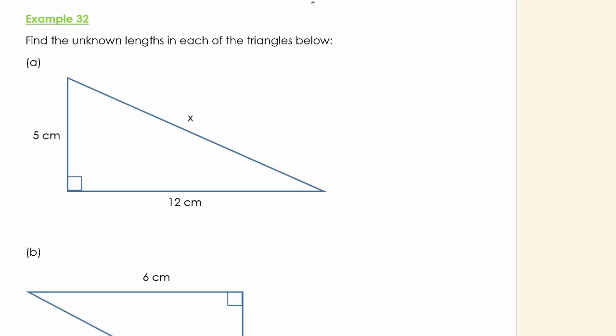We want to find the unknown lengths in each of the triangles below, so that's the x here. Now note this side is the hypotenuse, and Pythagoras' theorem says that c squared is equal to a squared plus b squared, where the c is the hypotenuse. So the other sides can be a and b, and it really doesn't matter which one's which.